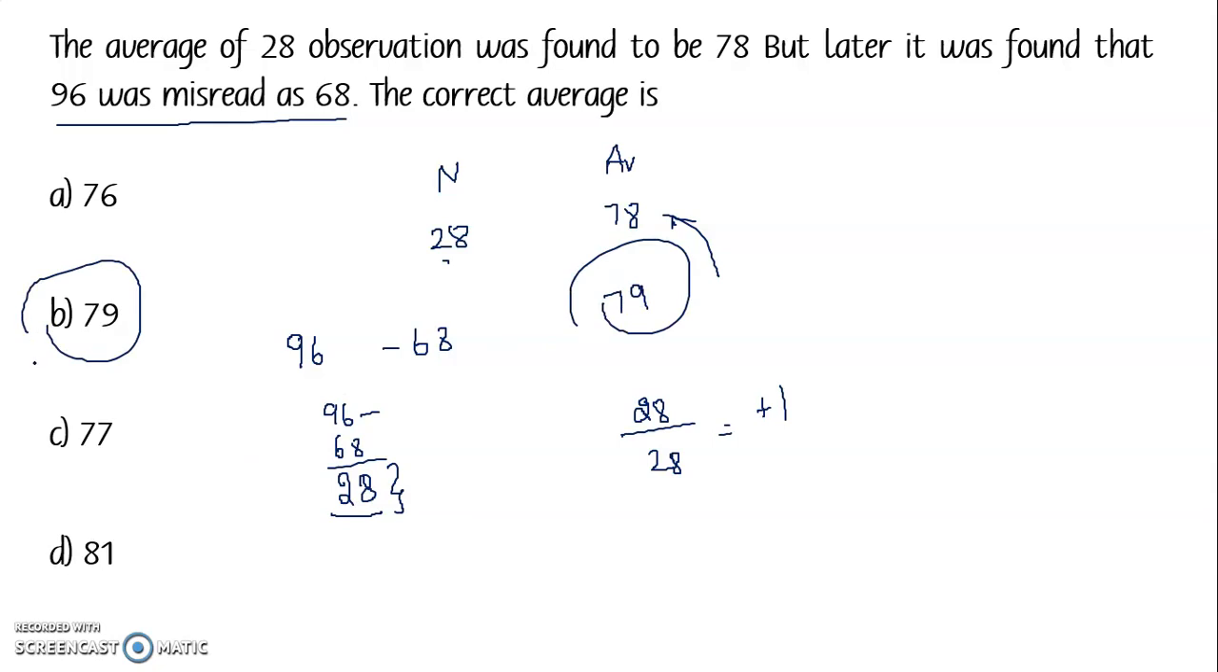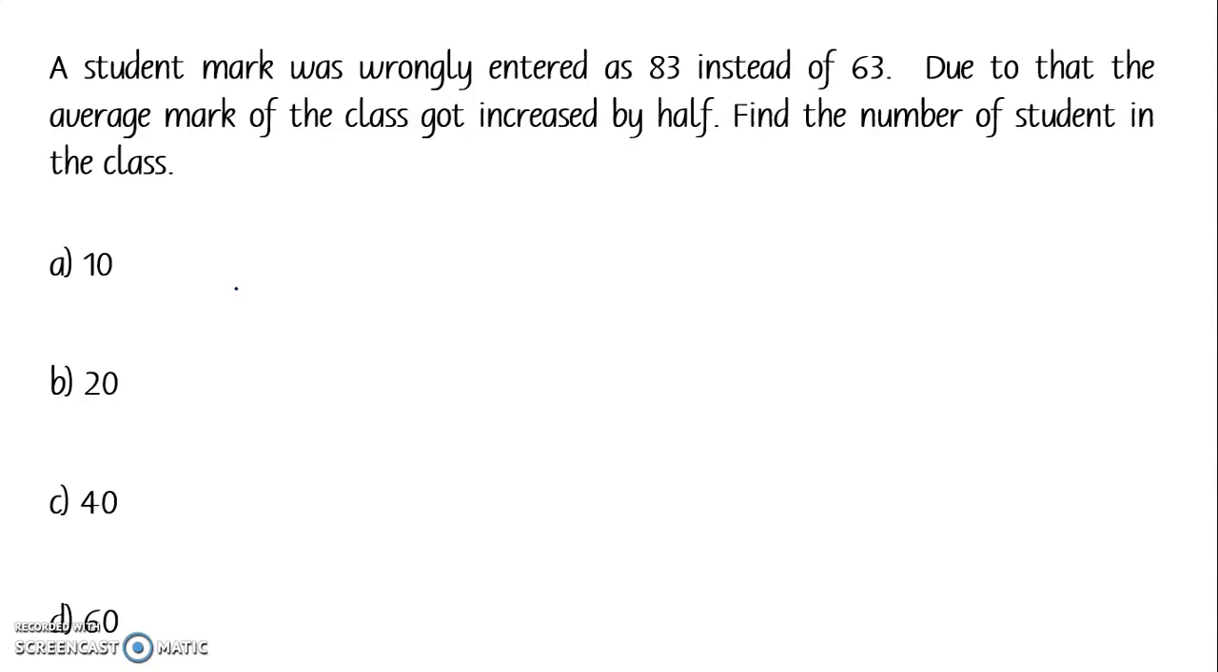So instead of adding it to the total, we are finding the deviation. In case it is a negative deviation like minus 1, then you have to subtract it. For example, if the problem is that instead of 68 it is entered as 96, then you will get minus 28. So this minus 28 gives minus 1, and you need to subtract 1 from this. That makes 78 minus 1, which is 77, the average. Hope you have understood. We'll do one more problem here.